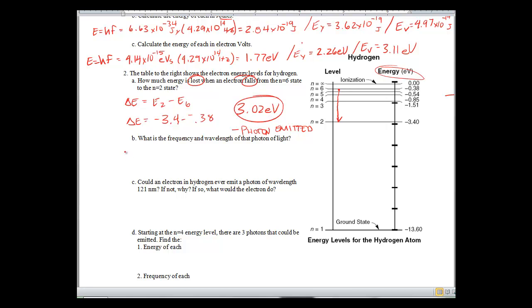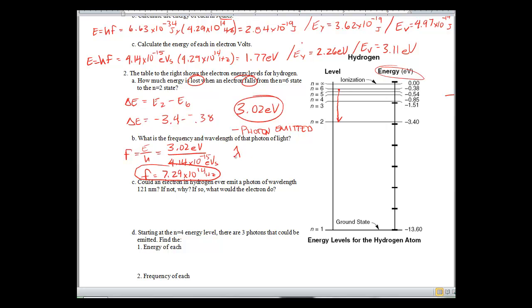What is the frequency of this photon? Well, this frequency is going to be energy over Planck's constant. Now my energy is in electron volts, so I need to use Planck's constant for electron volts: 4.14 times 10 to the negative 15th electron volt seconds. That gives me a frequency for this light of 7.29 times 10 to the 14th hertz. We're going to use the energy emitted to find our frequency.